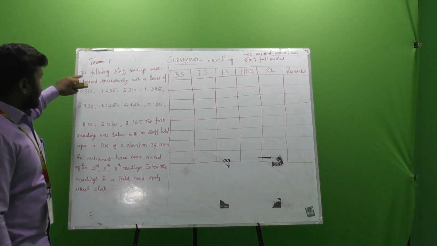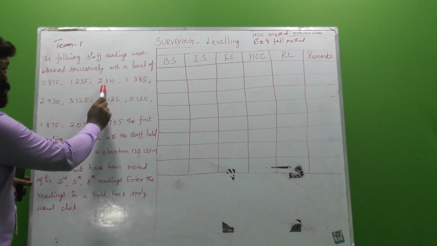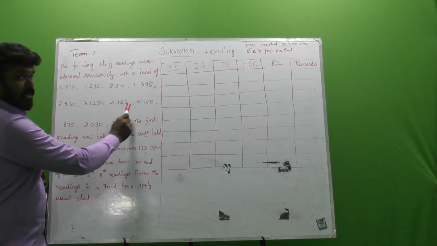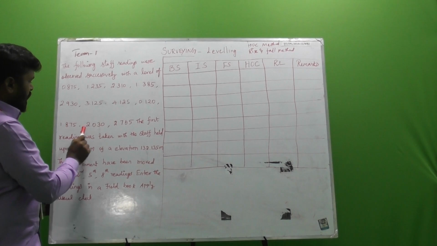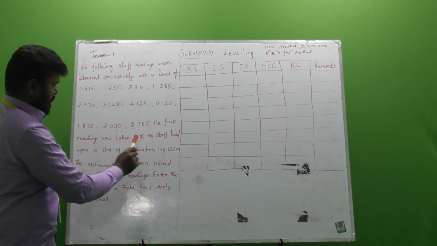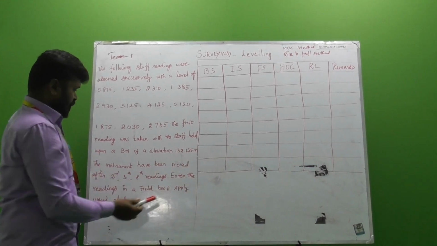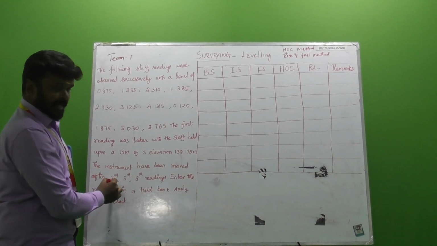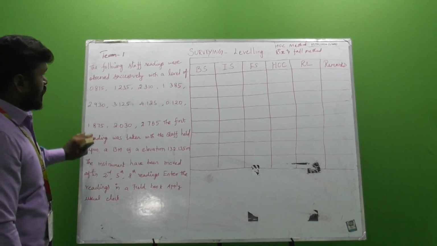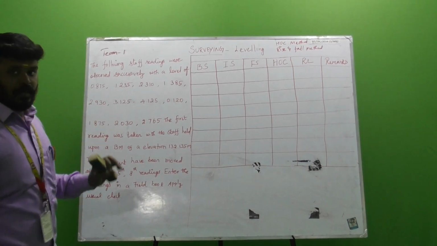The following staff readings were observed successively with a level: 0.875, 1.235, 2.310, 1.385, 2.930, 3.125, 4.125, 0.120, 1.875, 2.030, 2.765. The first reading was taken with a staff held upon a benchmark of elevation 132.135 meter. The instrument was moved after the second, fifth, and eighth readings. Enter the readings in a field book and apply the usual checks. This is the question: find the various level differences between the points. So in this method, we have to find the HOC method.